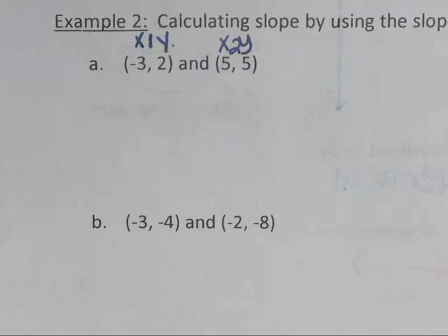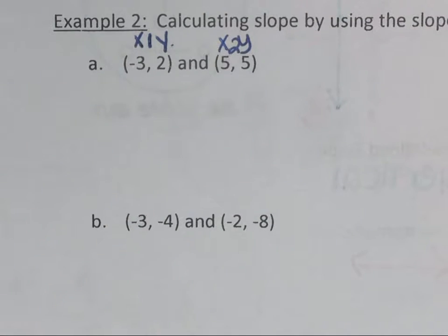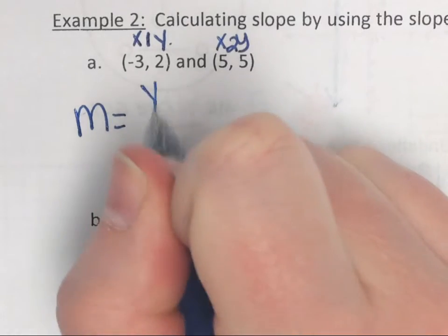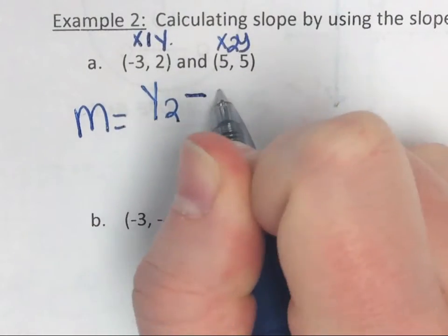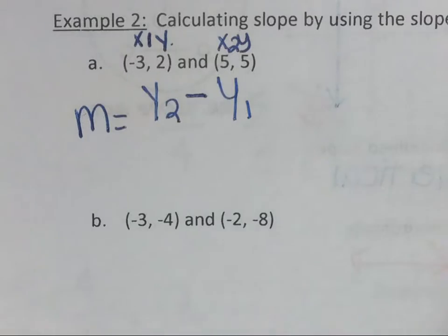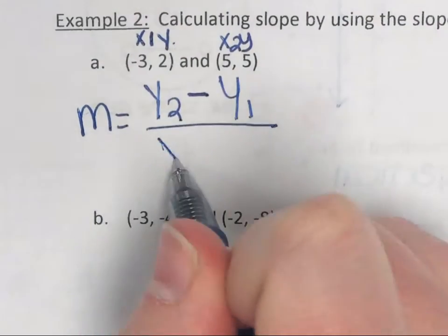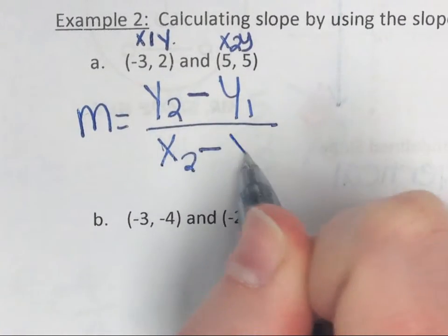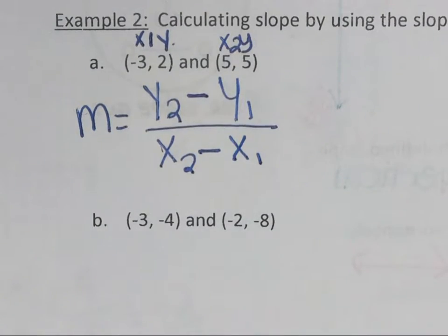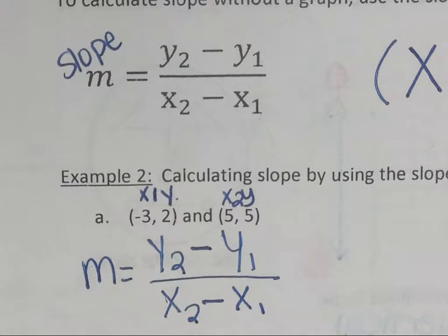Okay? So after we label, that's going to be our first step every single time. When you label, you make far fewer mistakes. After that, I want to write our formula. You have to have this memorized. The more you write your formula, the better you're going to have it memorized. M is equal to Y2 minus Y1. A lot of people accidentally put plus there. It's a minus. Over X2 minus X1.